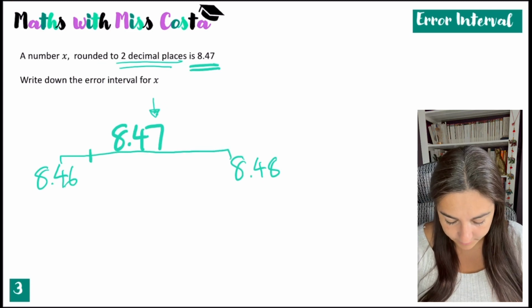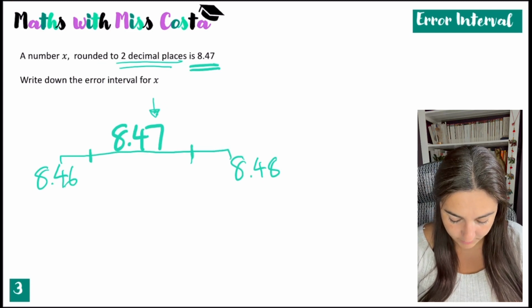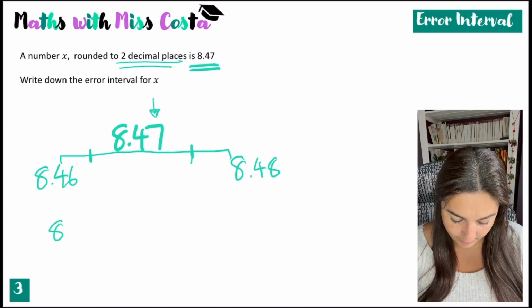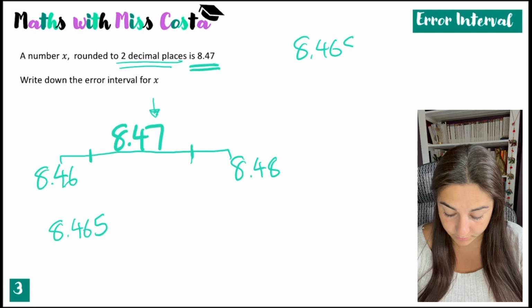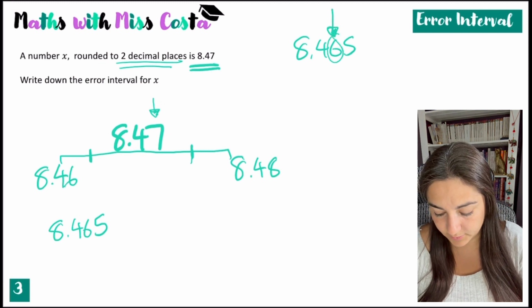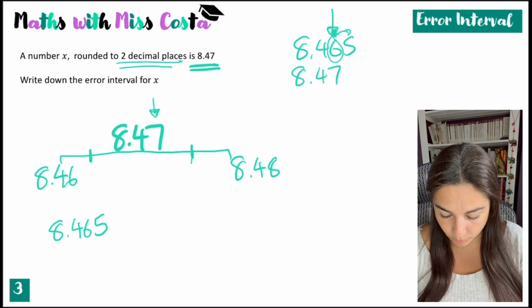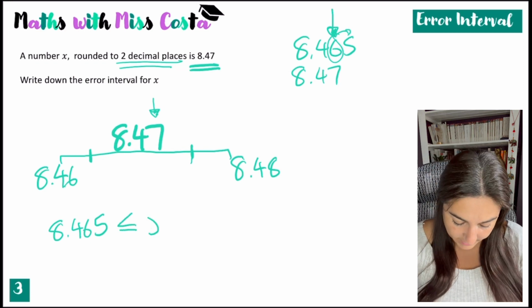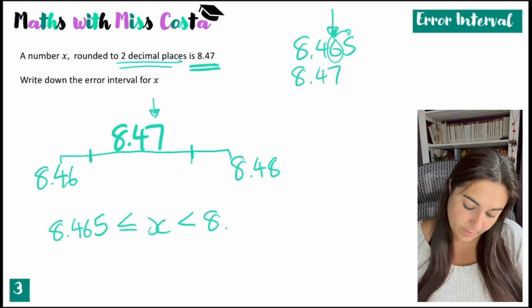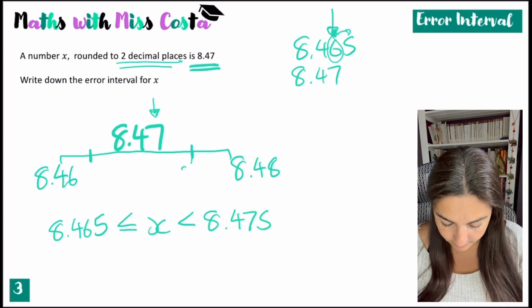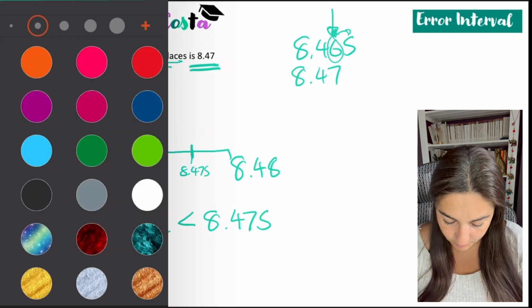So the error interval is looking for the halfway point between them. So halfway between 8.46 and 8.47 is 8.465, because if you were to round 8.465 to 2 decimal places, you look at the 6, you look next door, it's more than 5, so you add one more. That would round to 8.47. So 8.465 is less than or equal to x, which is less than 8.475, which is the midpoint over here.